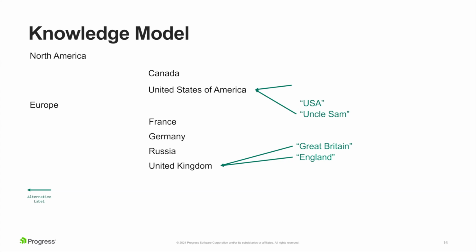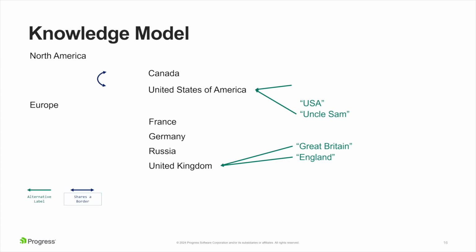USA, oh my gosh, I could think of 20 different ways I could represent the United States of America, including USA, U.S.A., United States of A, whatever. Or you could have more of a nickname type thing like Uncle Sam. In Great Britain, same thing. United Kingdom is how I want to label a concept in my vocabulary. But I might have other variations of that representation, like Great Britain or England. So we call those alternative labels or alt labels.